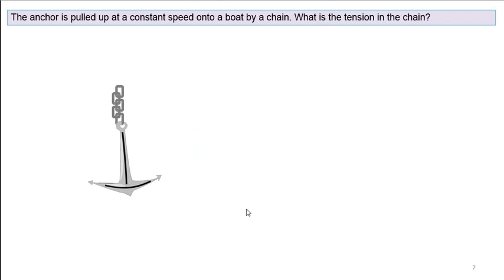So let's look at this problem now. Press pause and work through it. As you're working through it, pay attention to what is similar and what is different about the previous example. Okay, so when we look through this, the only difference is that now the anchor is moving upwards. But it's moving up at a constant speed. That means the acceleration is still 0, just like it was in the previous example.